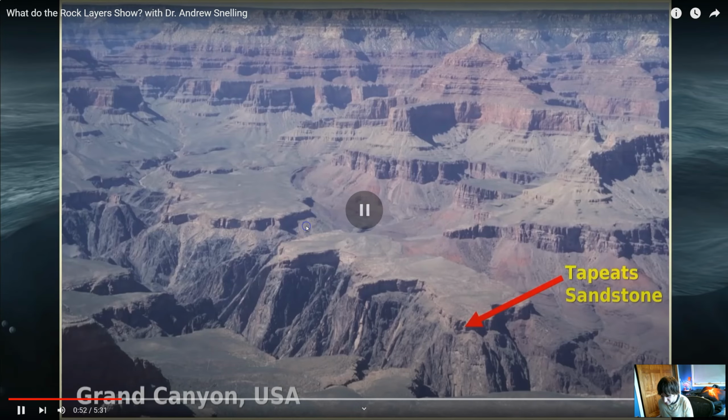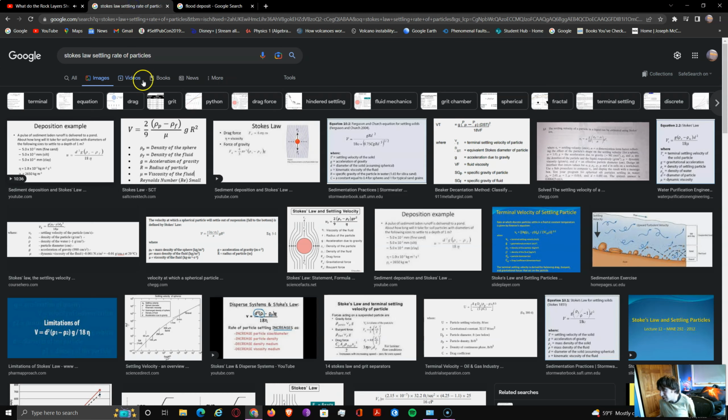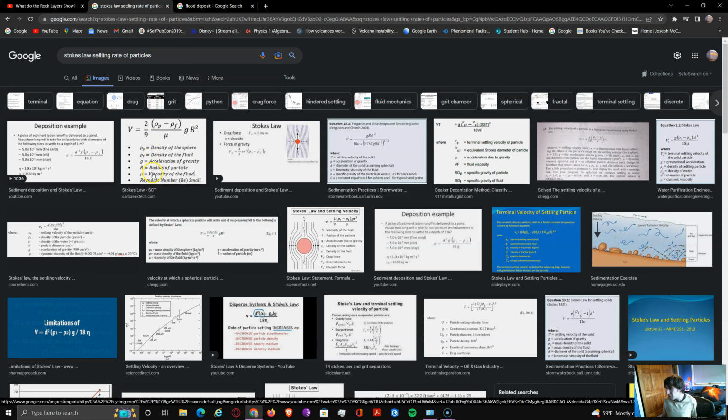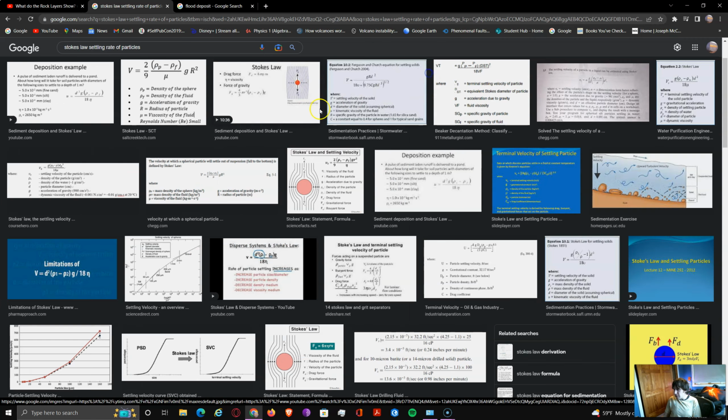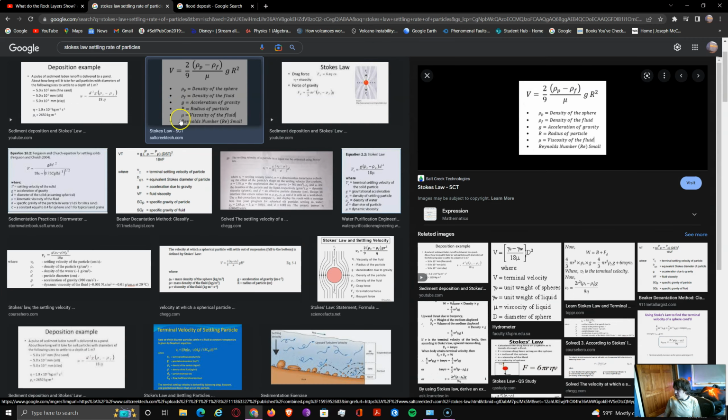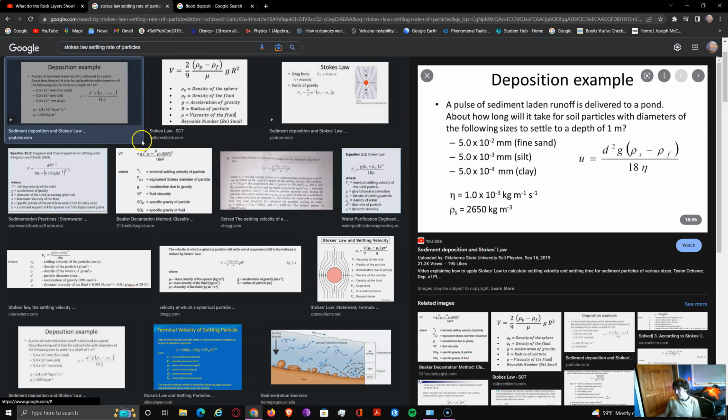So let's see. There's something called Stokes' Law for the settling rate of particles. It's a very good way to know this. If you were to put in the numbers for a flood that covers the whole planet and do all the calculations, you would not end up with sandstone.